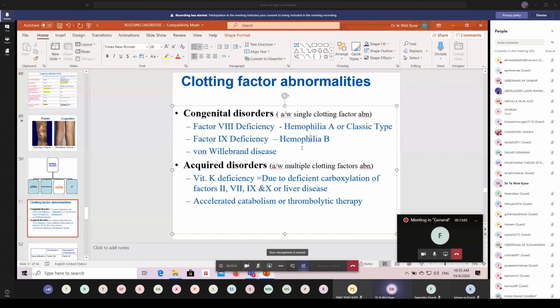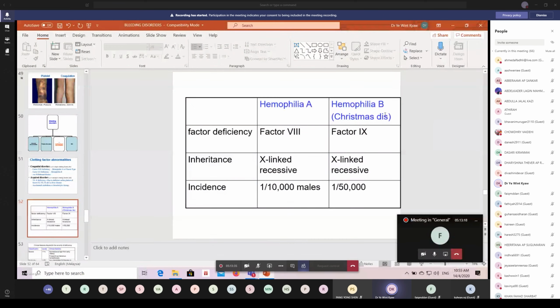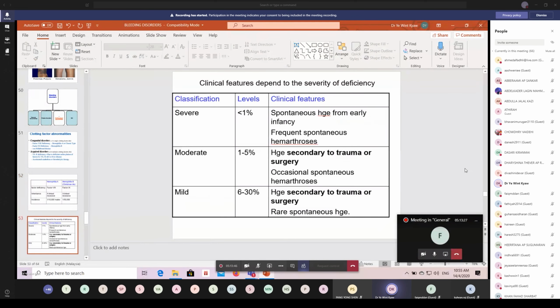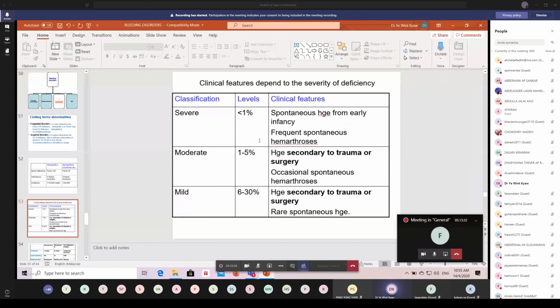Von Willebrand acquired can be caused by vitamin K deficiency or thrombolytic therapy. Hemophilia A and B are factor 8 and factor 9 deficiency, X-linked recessive, so common in males. Severity depends on the level of factor. If the level is quite high, this can cause hemorrhage secondary to trauma or surgery. If the percentage of the factor in the blood is low, this can cause spontaneous hemorrhage. Moderate presents only secondary to trauma or surgery. Spontaneous means that even without trauma, they can bleed.